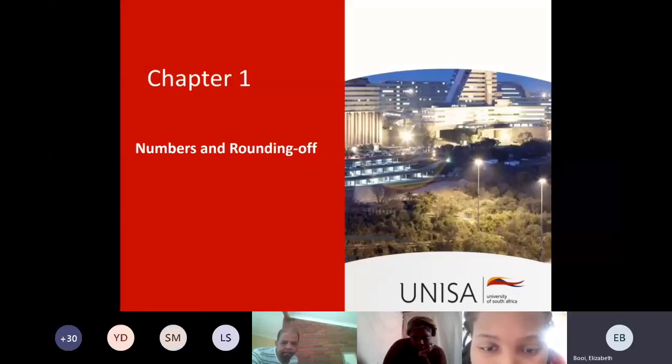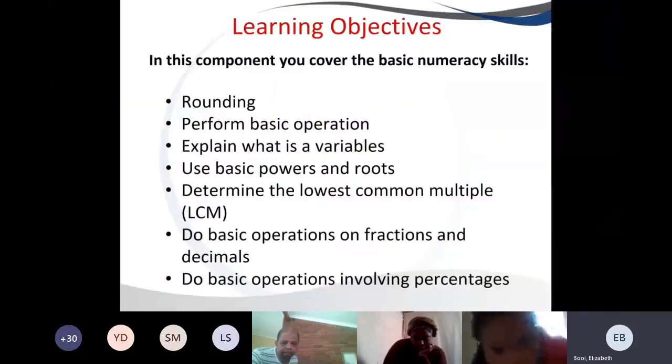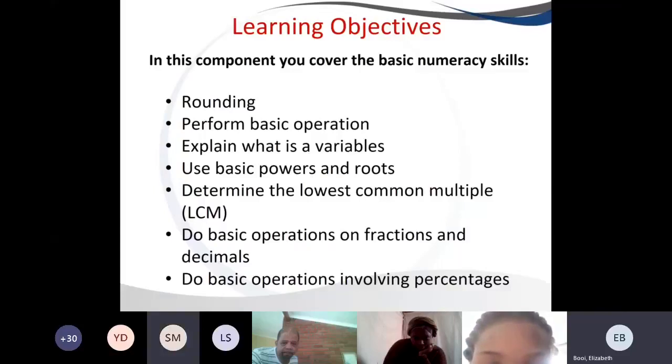Must always remember, when we're working with BNU, we are working with numbers. So it means we are going to be solving numbers. You need to understand what are those numbers and how to manipulate them. And this is the best place to start, by understanding how to do the rounding off in your module, how to perform your basic operations, how to explain what are the variables and how to use them, and how to do the basic powers and exponents. And those are the parts that we're going to be covering today. The others, we will cover them the other days.